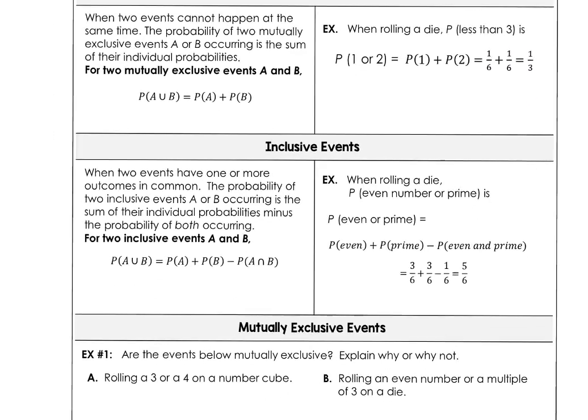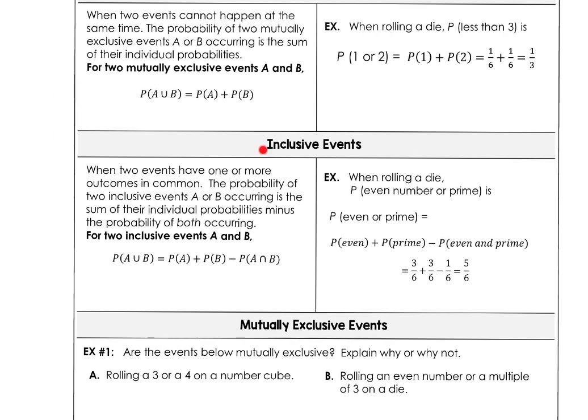An inclusive event would be when you have two events that have one or more outcomes in common, so they overlap. The probability of two inclusive events, A or B, occurring is the sum of their individual probabilities, but we've got to subtract the probability of both things occurring. So here's our process for that, and an example.